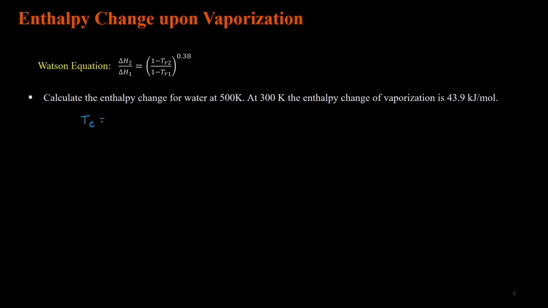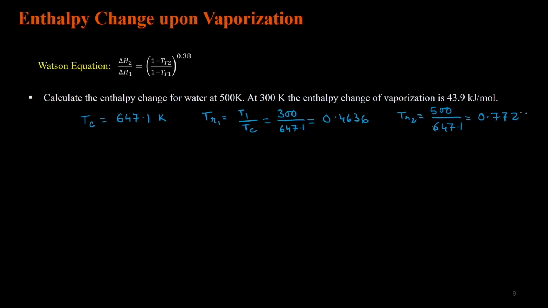So I need the critical temperature, which is 647.1 Kelvin for water, and TR1 turns out to be T1 over TC, so that's 300 over 647.1, which turns out to be 0.4636. Similarly, TR2 is going to be 500 over 647.1, which turns out to be 0.7727.